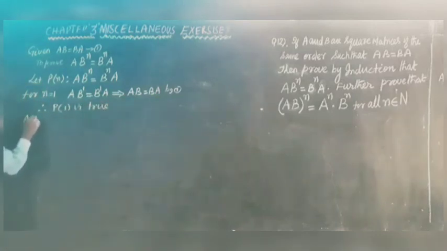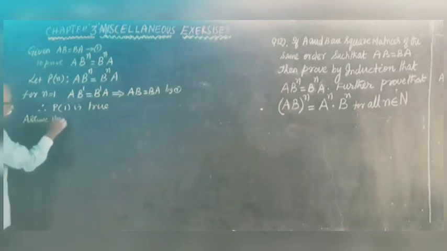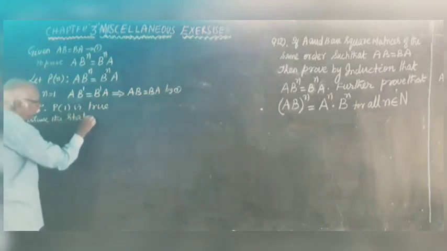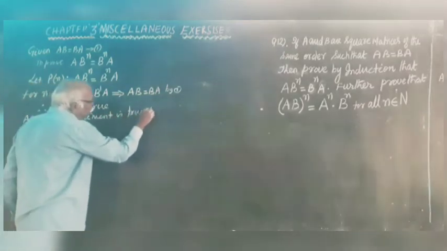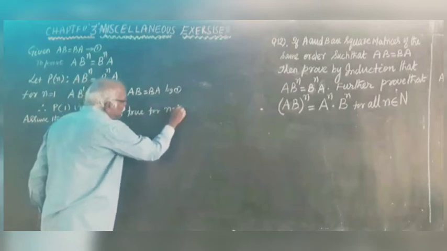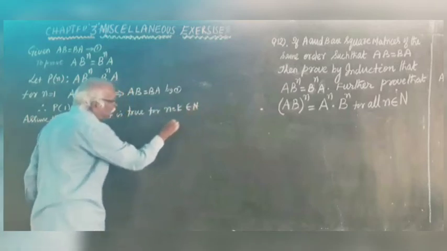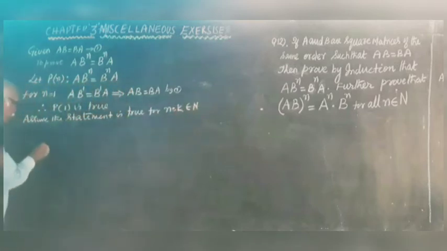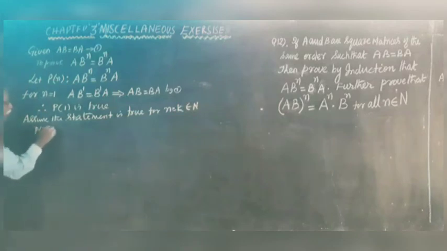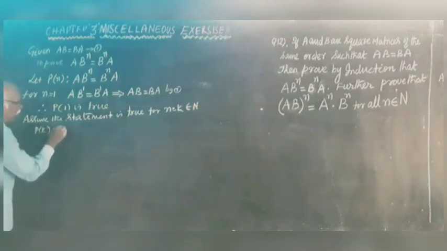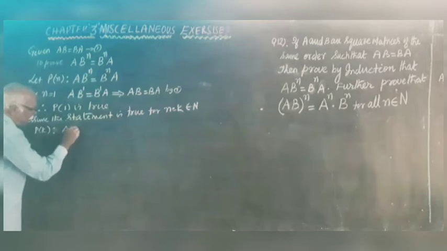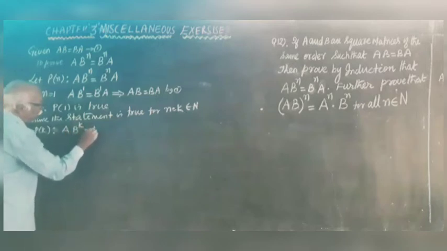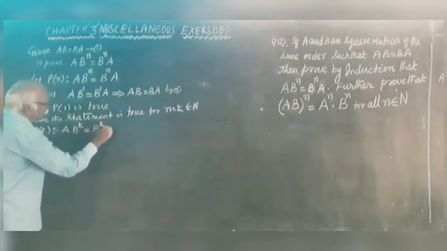Assume the statement is true for n is equal to k belongs to N. P of k implies A B power k is equal to B power k into A.